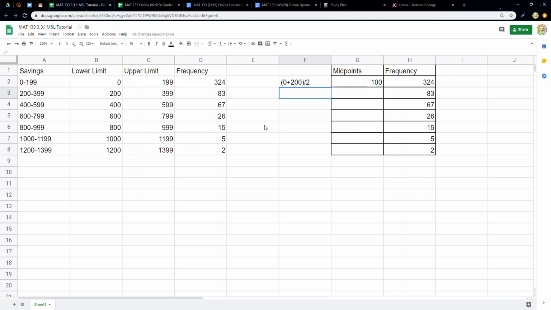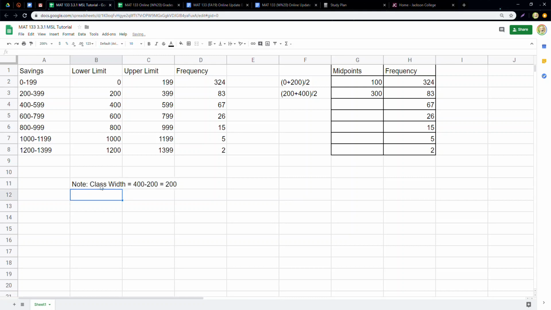Now the next class midpoint would be halfway between 200 and 400. You could do the same thing: parentheses 200 plus 400, close parentheses, divided by 2. Equals, like that, it'll get you 300. But another thing to see is that the width of this is 200. 0 plus 200 makes 200, 200 plus 200 makes 400, 400 plus 200 makes 600. So in other words, you can note the class width is 400 take away 200, or 200 take away 0, which is 200.